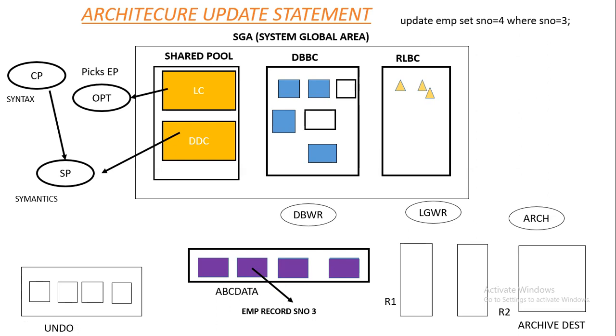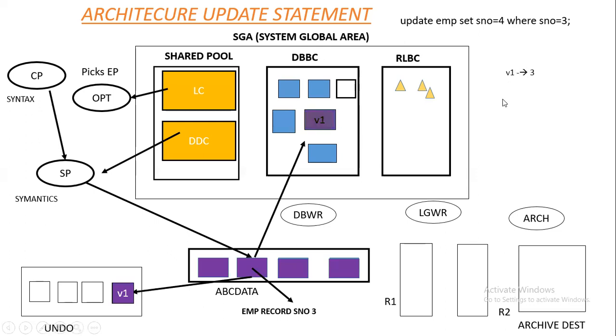The execution plan will be: first it will create a copy in the undo tablespace and also a copy in the DBBC. That copy we can call version 1, V1. The same V1 will be copied to the undo tablespace, as you can see here. So now the value is 3 here and here. V1 is nothing but the value 3. You have to understand that.